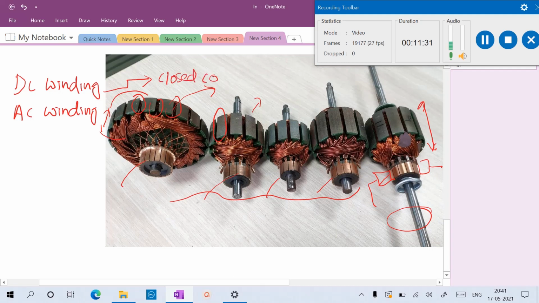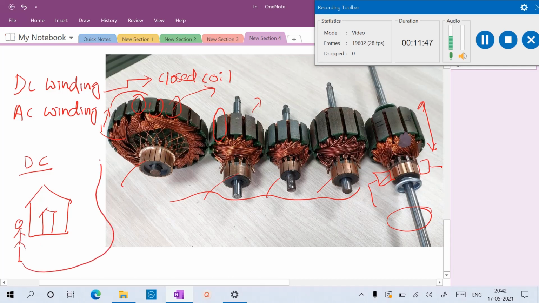Closed coil. That means, if it is DC, and you start leaving from your home at 8 o'clock in the morning, you are going to come back at the same time, 7 o'clock in the evening, to your house. So from your house and to your house, it's a closed one. Whereas the AC winding, here the winding is not closed.